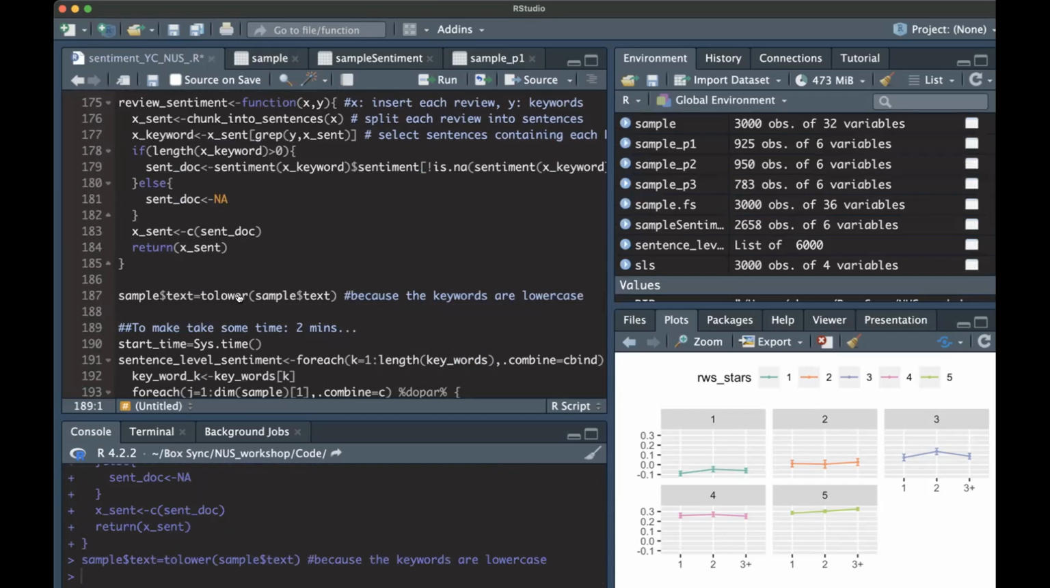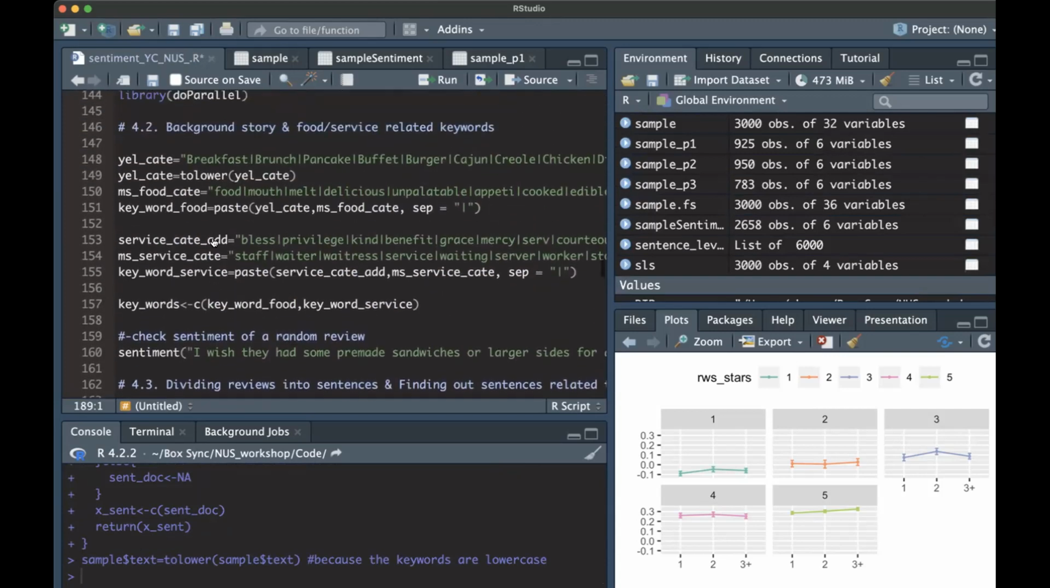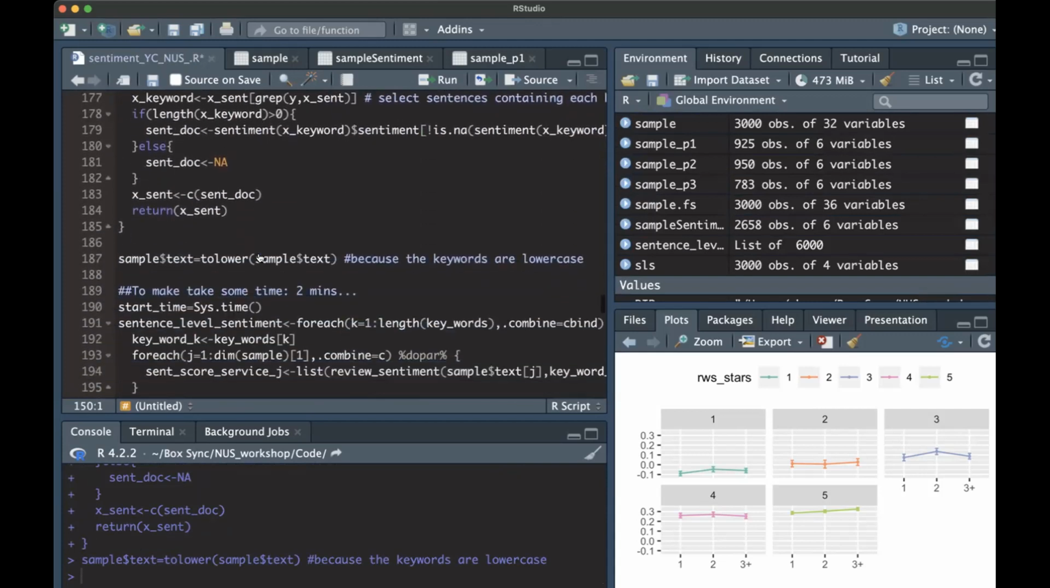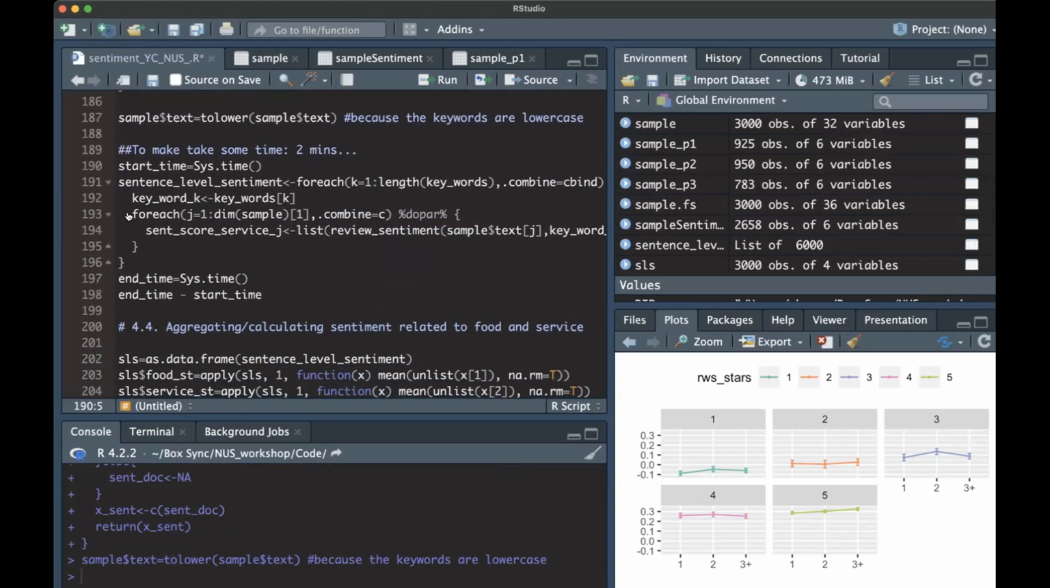And we want to lower the text, like make all the text lowercase, because the keywords are lowercase. Why is it lowercase? Because here I lowercased the Yelp category. And this is the major part of this analysis: checking the sentence-level sentiment for food-related evaluations and the service-related evaluations.